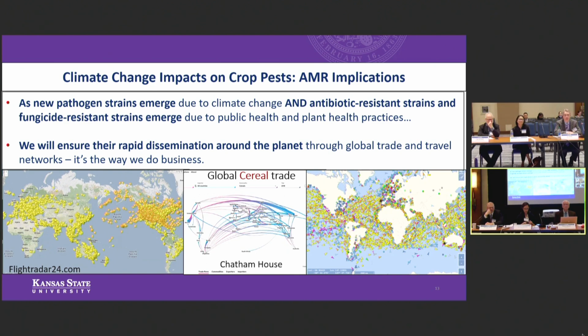The image on the right indicates the traffic across our oceans is about the same. The center image is the global trade network for cereals. Every commodity is like that. We move enormous amounts of people and product around the planet in short periods of time. Next slide, please.